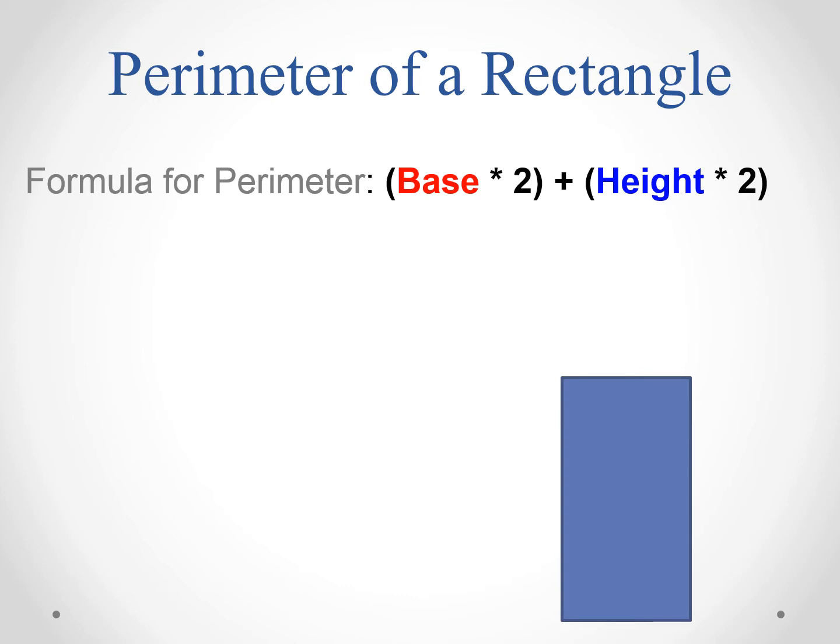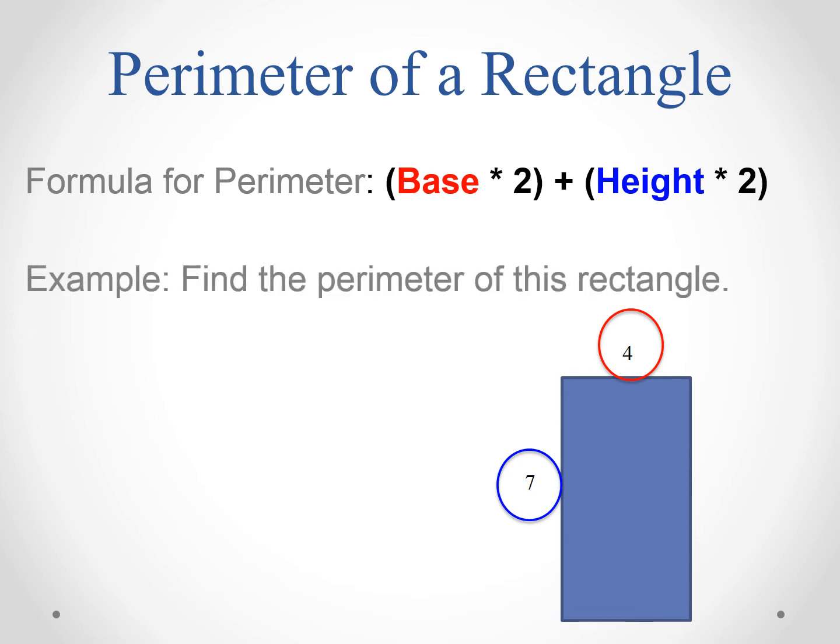So if we have a rectangle such as this one, we can note that these given numbers, for instance, 4 and 7, will be our base and our height. Now, as an example, if you need to find the perimeter of this rectangle, you can just fill in the formula given to you. So, we have 4, which is the base, times 2, plus 7, the height, times 2. Then we complete the formula. So 4 times 2 is 8. And then 7 times 2 is 14, and then we add those together to get the perimeter of 22 units.